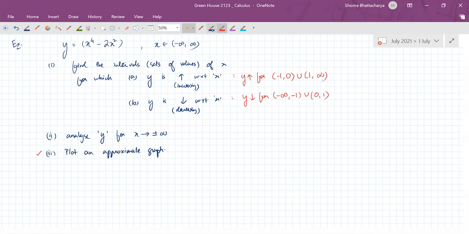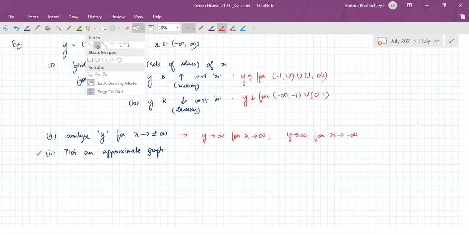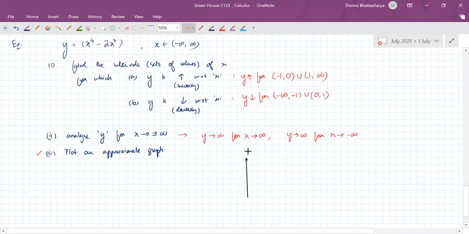So basically, you'll get a very interesting thing if you look on the number line, then we'll come to that. Okay. And you'll see that y tends to infinity for x tending to infinity, and y tends to infinity again for x tending to minus infinity also. So when you analyze the graph, you actually get this kind of a graph.